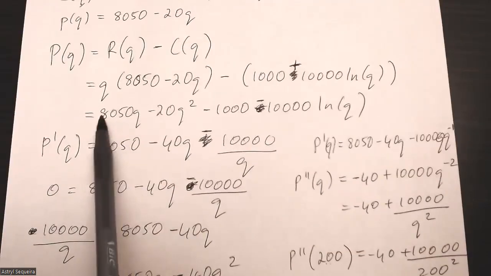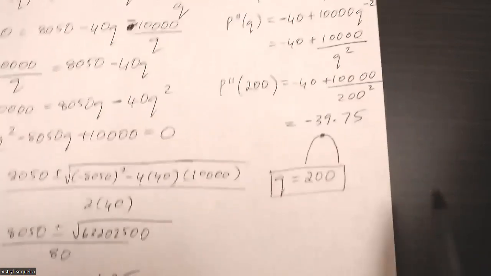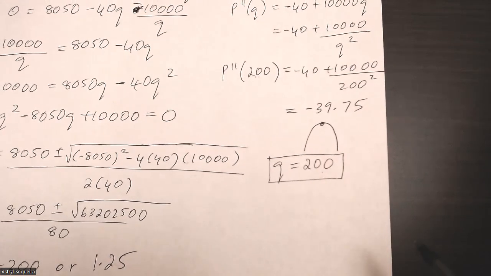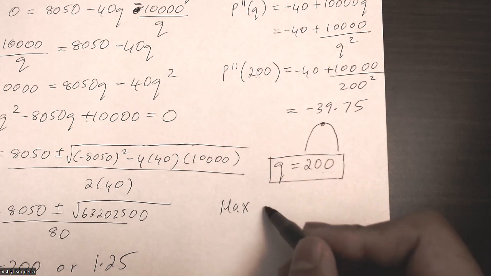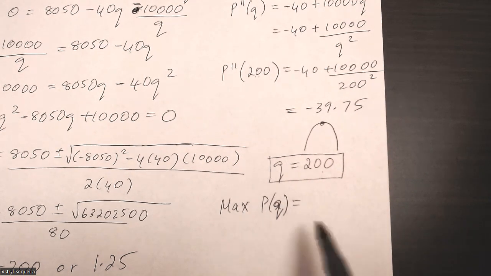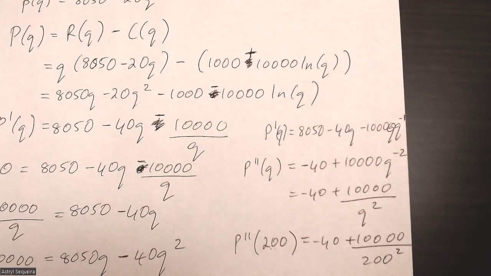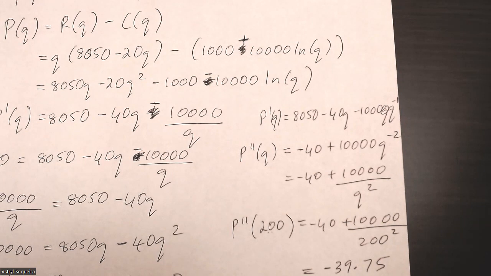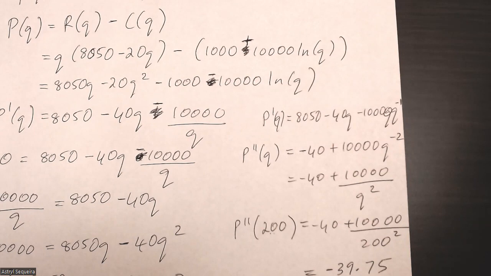You could always sub this back into the original function and you would actually find the maximum profit, but it doesn't ask us to do it in this one. I'll actually just sub it in and find it just in case that shows up in your test. So max profit, I'm going to sub in 200 into this original equation over here. I get 756,016.8 as my max profit.